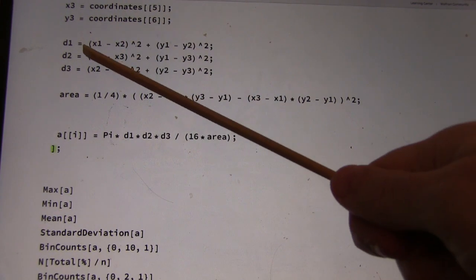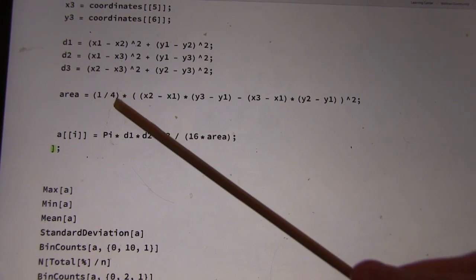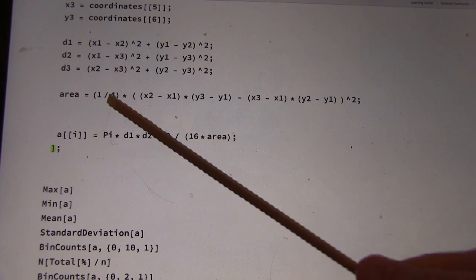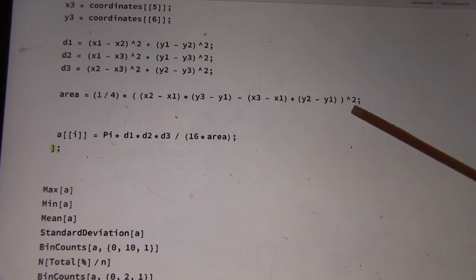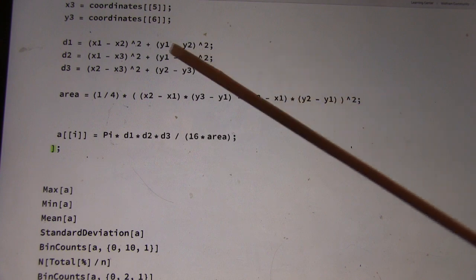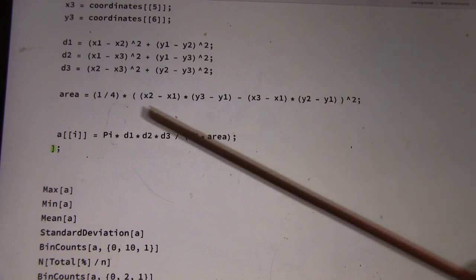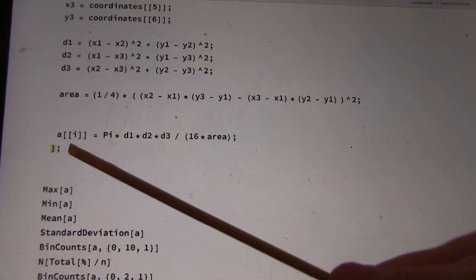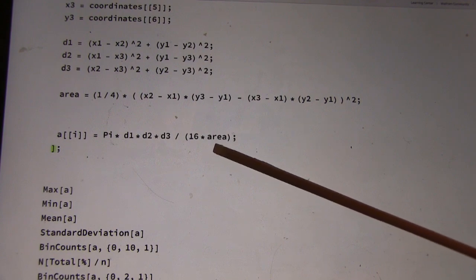Make the 3 side lengths. The area then is just what I call the area, is really the area squared. It's 1 instead of a half. It's a fourth times the determinant squared. You'll remember that the determinant is x1, y2 minus x2, y1 of a 2 by 2 matrix. And then my area, which is pi r squared, pi times d1, d2, d3 over 16 times the area.